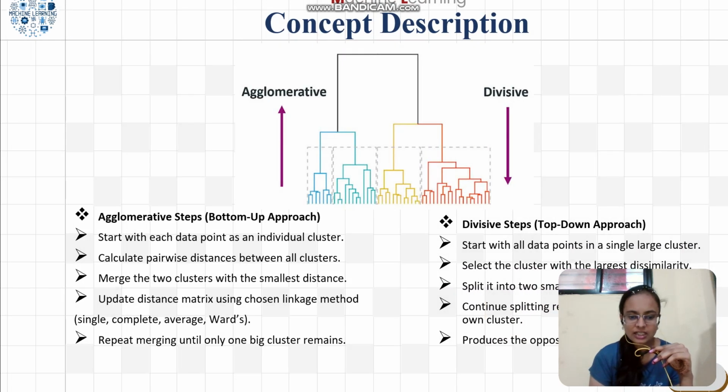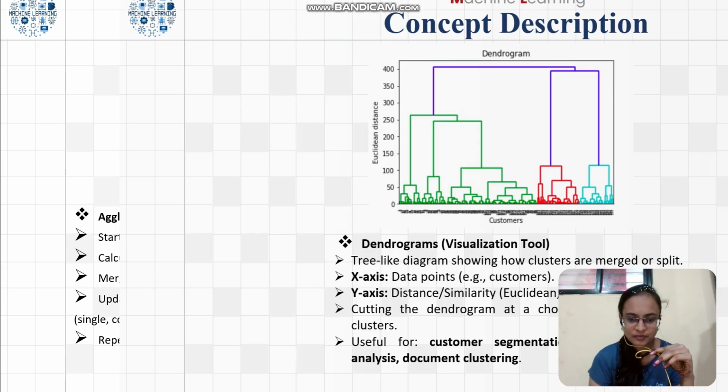Now let us look at this diagram to understand the difference between agglomerative clustering and divisive clustering. Here on the left side we have agglomerative clustering. You can see at the bottom all the data points are separate, shown as small colored clusters. As we move upward, these points gradually merge into bigger groups. Finally, everything joins into one single cluster at the top. That is why it is called a bottom-up approach.